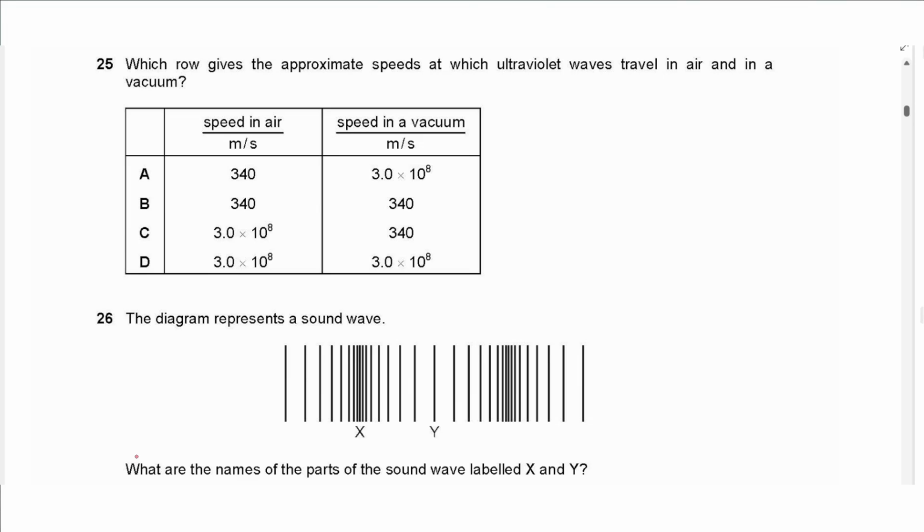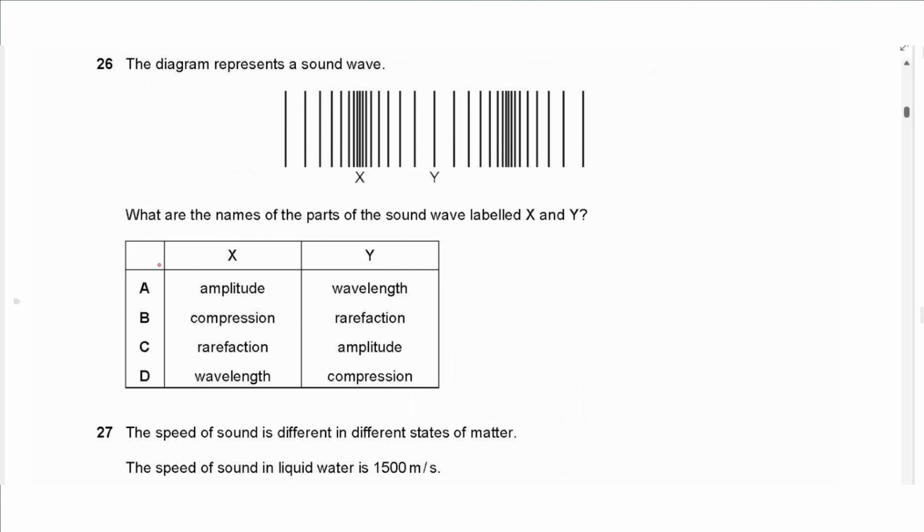In air and in vacuum, they are the same for all electromagnetic waves, which is 3 times 10 to the power of 8. So the answer here is D. Question 26 says, the diagram represents a sound wave. What are the names of the part of sound wave labeled X and Y?